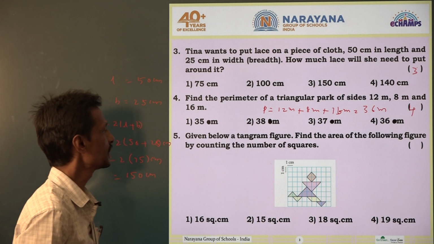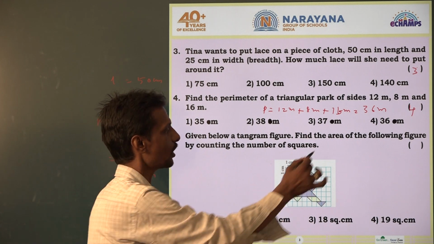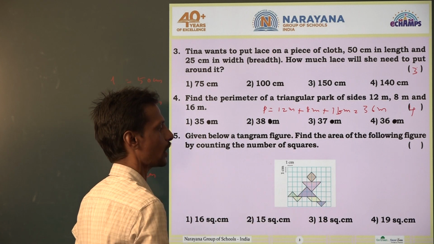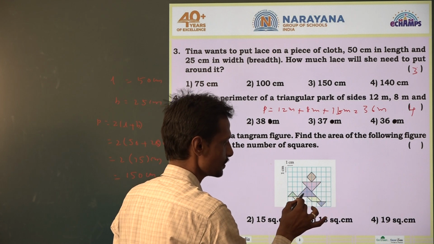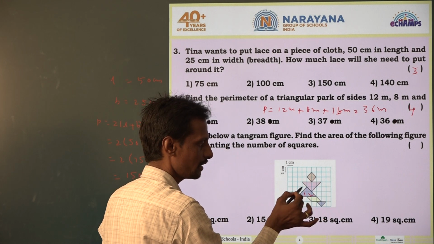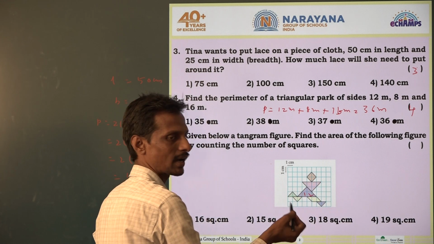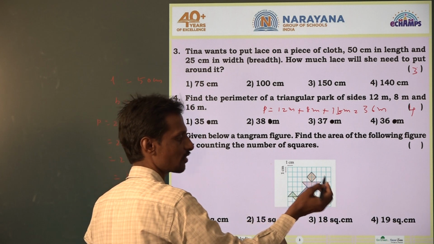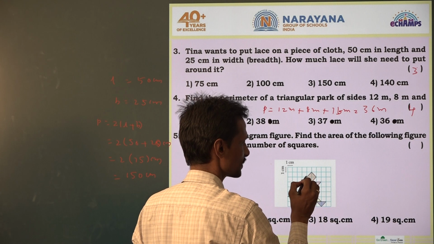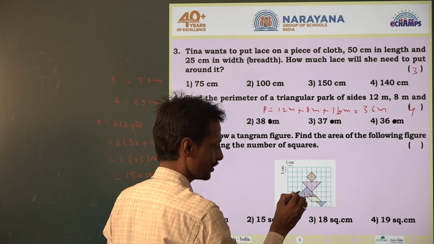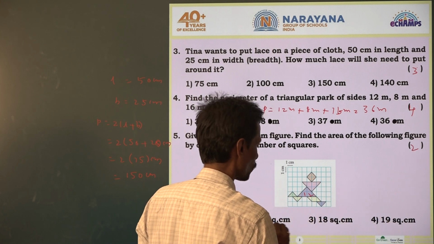Next, the fifth one. Given below is a grid figure. Find the area of the following figure by counting the number of squares. So here, counting the number of squares, we count all the full squares: 1, 2, 3. Half means, half plus half is equal to 1. Like that we count 1, 2, 3, 4, 5, 6, 7, 8, 9, 10, 11, 12, 13, 14, 15. So the second option, 15 square centimeters.